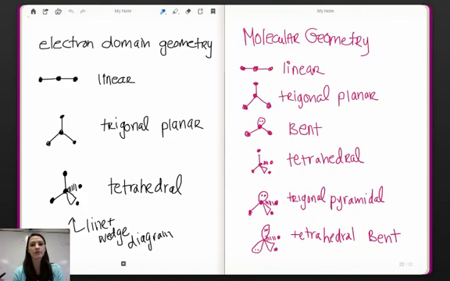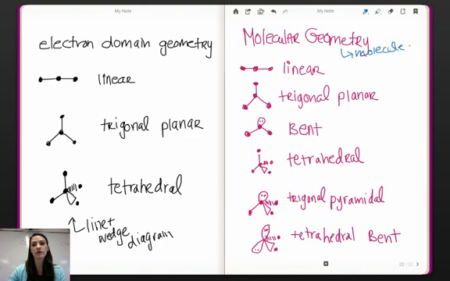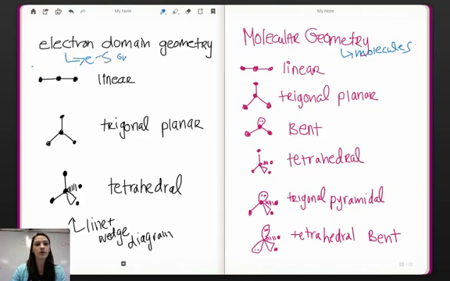What your molecular geometry is going to do is look at the shape of the molecules. So you're looking for the shape of the molecules here, not the shape of the electron domains. Okay, so electron domains are going to be showing you what's happening to the electrons only.